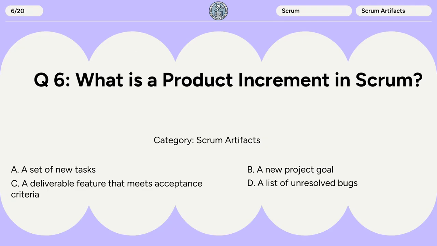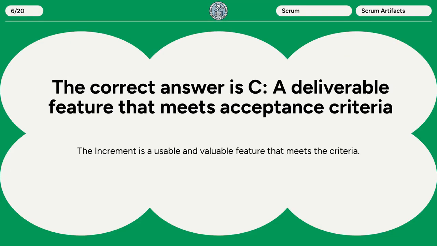Question 6. What is a product increment in Scrum? A. A set of new tasks. B. A new project goal. C. A deliverable feature that meets acceptance criteria. D. A list of unresolved bugs. The correct answer is C. A deliverable feature that meets acceptance criteria. The increment is a usable and valuable feature that meets the criteria.